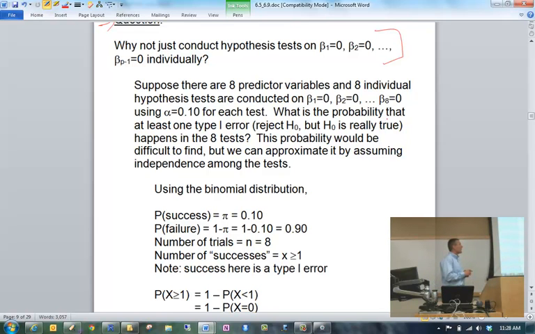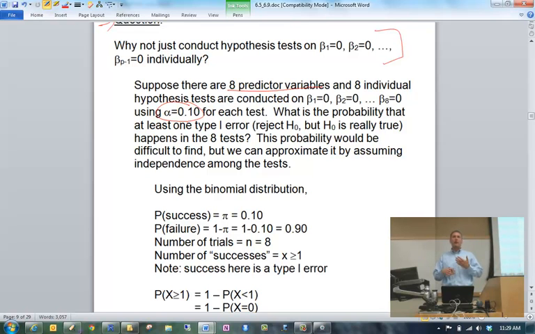So here's why. And it gets into what we were talking about in Chapter 4 when we were talking about Bonferroni corrections and why those are often needed. Let's consider a situation where you have 8 predictor variables. That means 8 individual hypothesis tests would need to be done. And suppose we use alpha 0.1 for each test. The problem is determining what is actually the overall type 1 error rate. I mean, what's the probability you make at least one mistake?